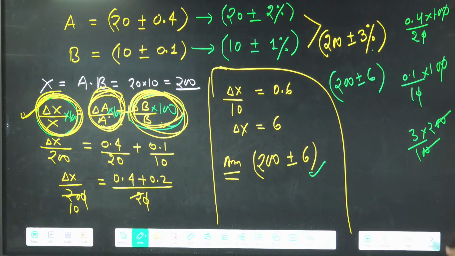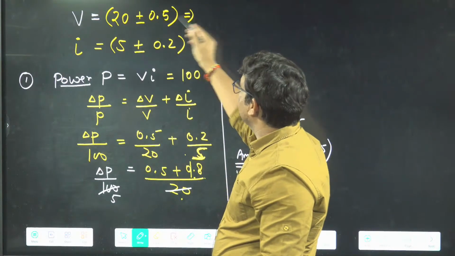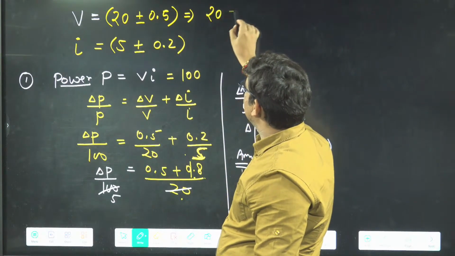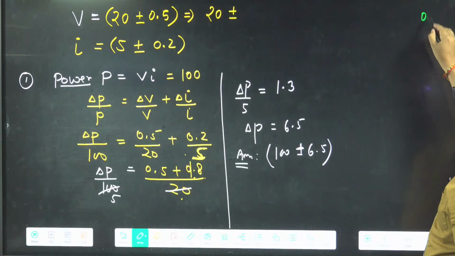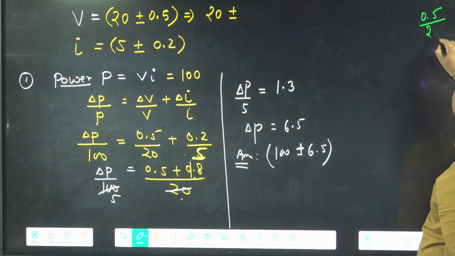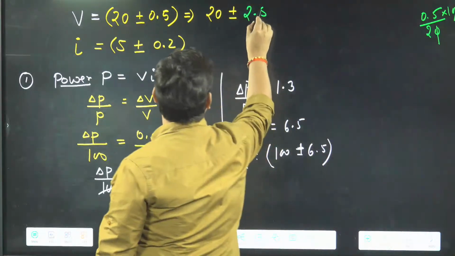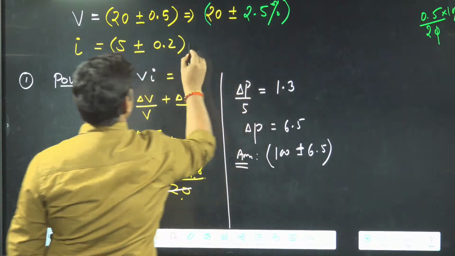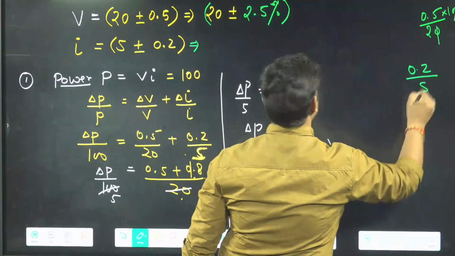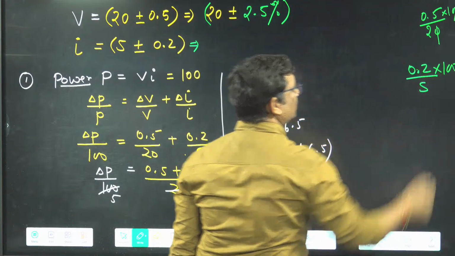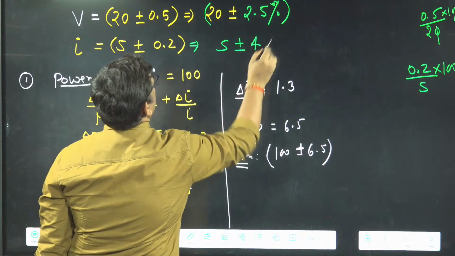I can go to the next question also, this question here. You can say, sir, this question I can easily solve if I convert this into percentage. How I can write 20 plus minus 0.5, percentage we can find separately. 0.5 divided by 20 into 100, so we can say cancelled. So this will be how much? 5 by 2, that is the 2.5% here. Here this one 5, you can find 0.2 divided by 5 into 100, so this will be how much? 20 by 5 is how much? 4. So we can say 5 plus minus 4% here.